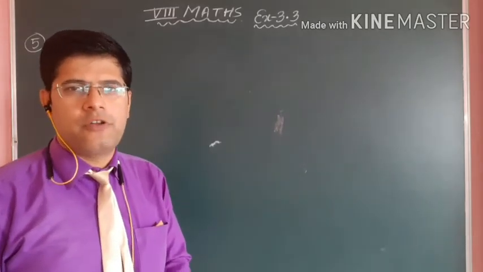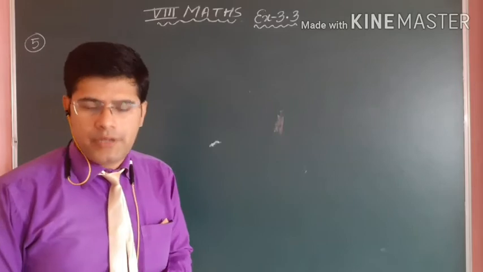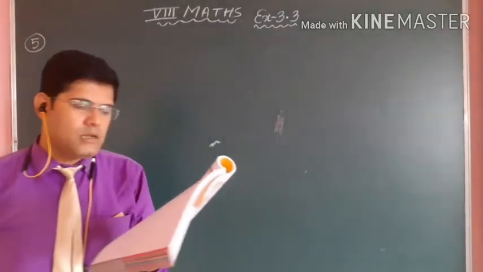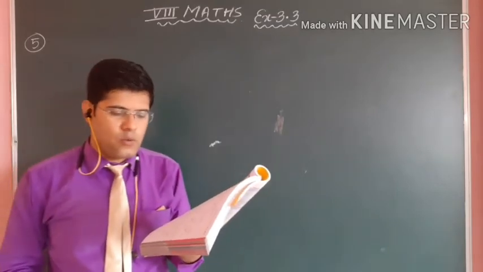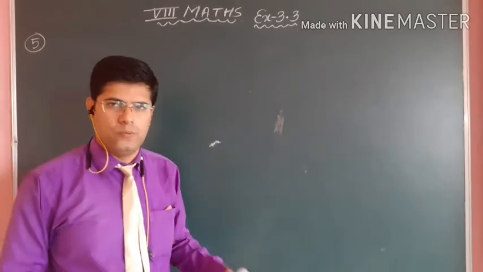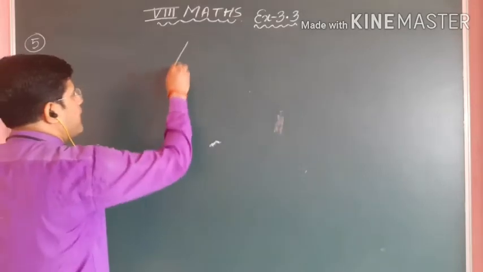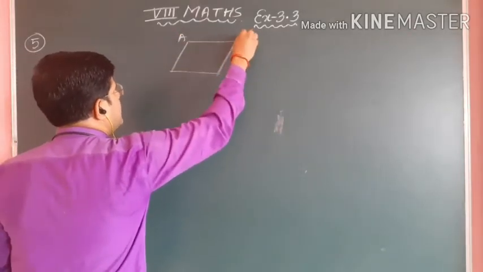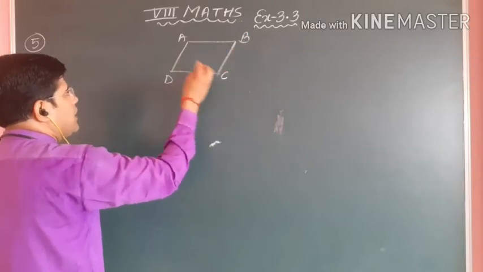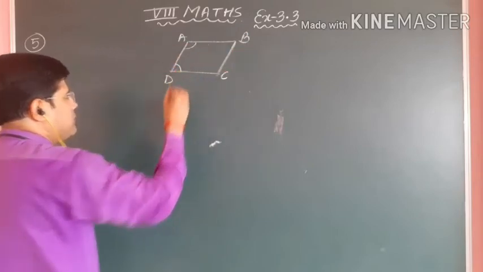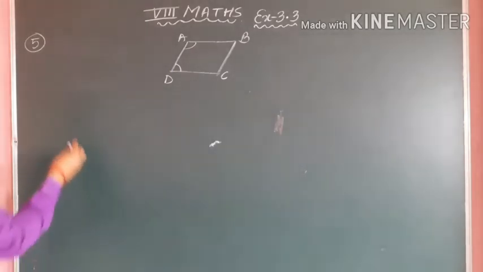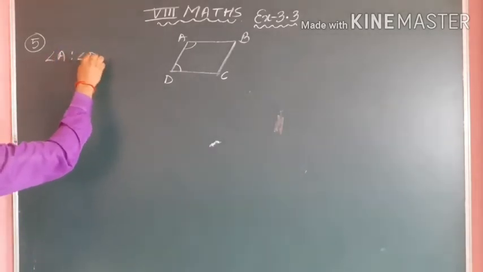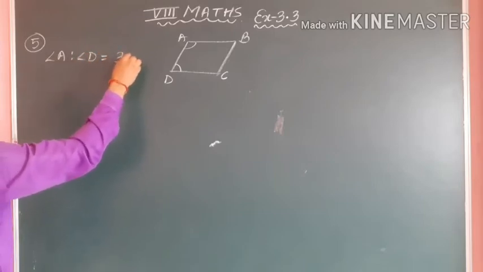Today I am going to do sum number 5 of exercise 3.3. Question number 5 says the measure of two adjacent angles of a parallelogram are in the ratio 3:2. It means two angles are given of a parallelogram. Firstly we have to make a parallelogram named ABCD. Angle A and angle B must be in the ratio of 3:2. So angle A : angle B is equal to 3:2.